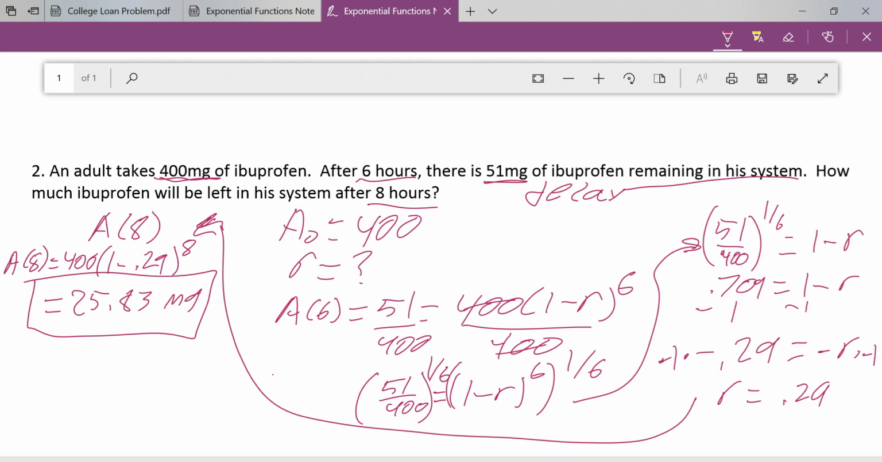So for this problem, what we had to do was we first had to find the rate because our rate was missing, and then we had to use the rate to solve what we were initially being asked for.